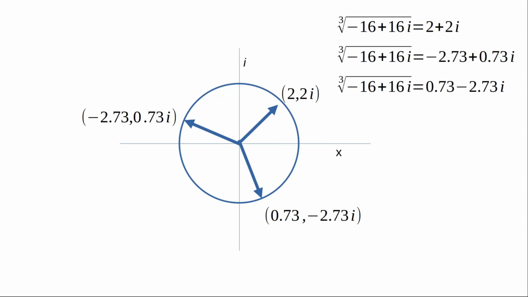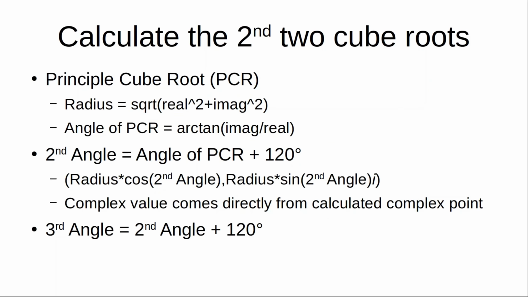So now we have our 3 points. And from those 3 points, we can easily construct the complex value. So the three cube roots of negative 16 plus 16i are 2 plus 2i, negative 2.73 plus 0.73i, and 0.73 minus 2.73i.